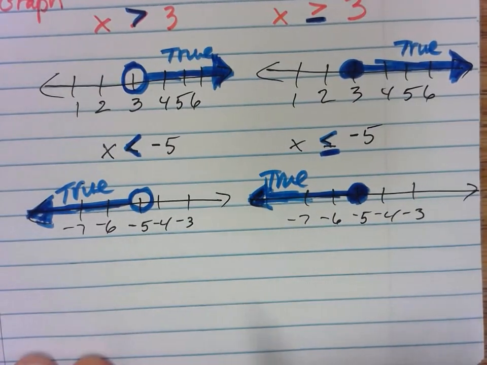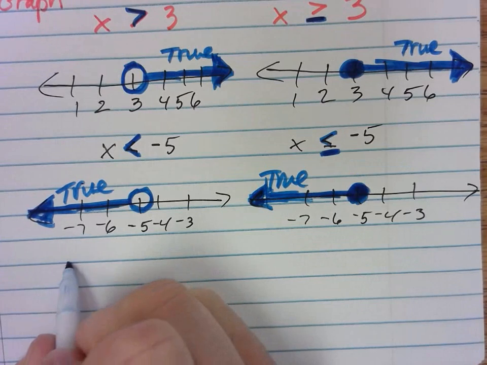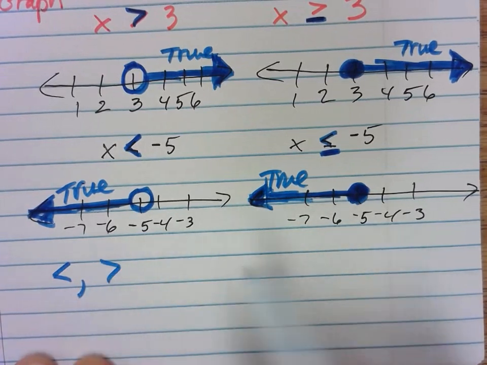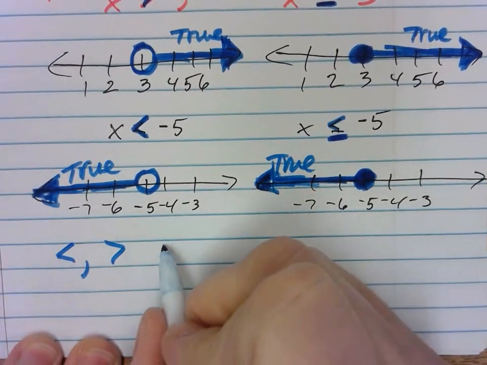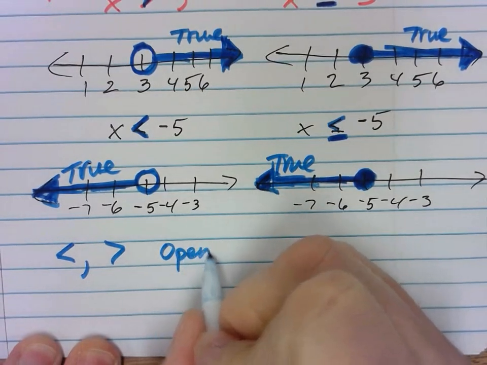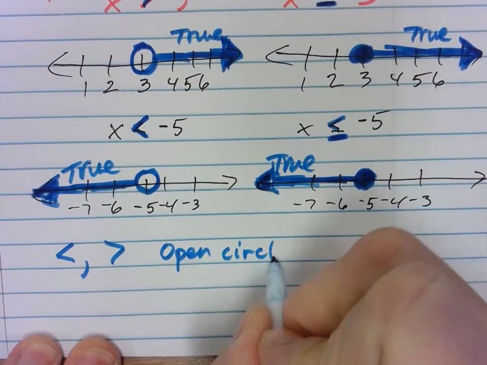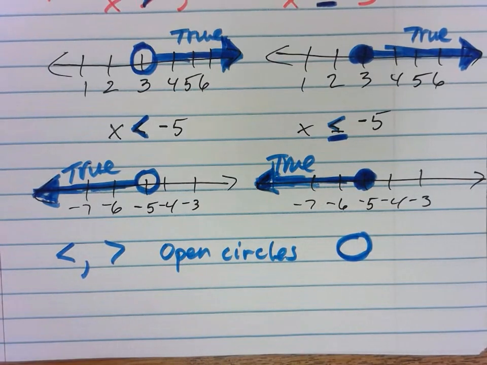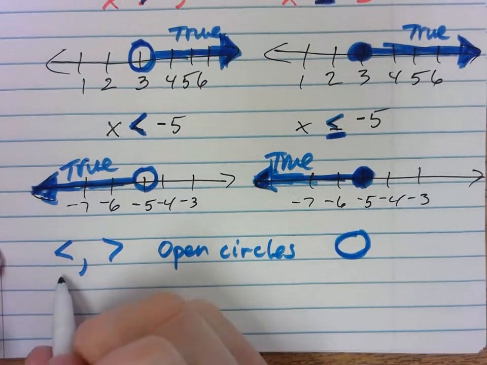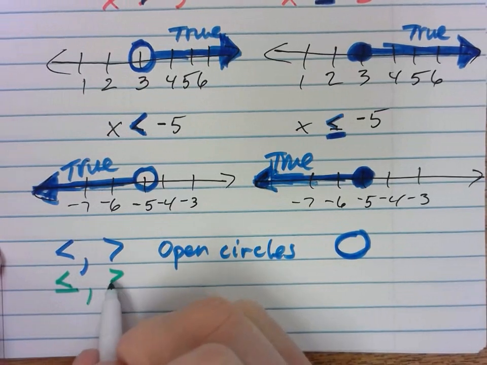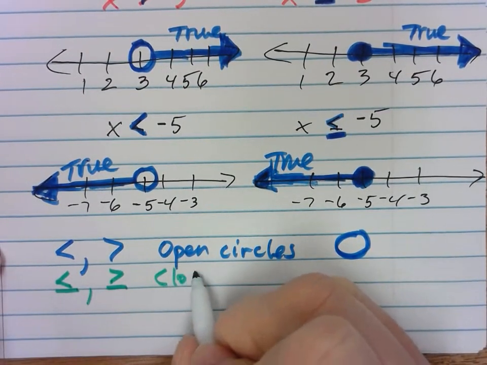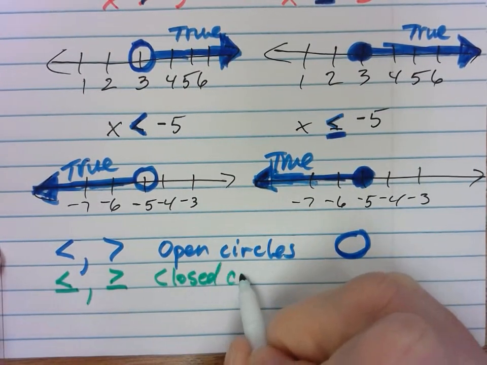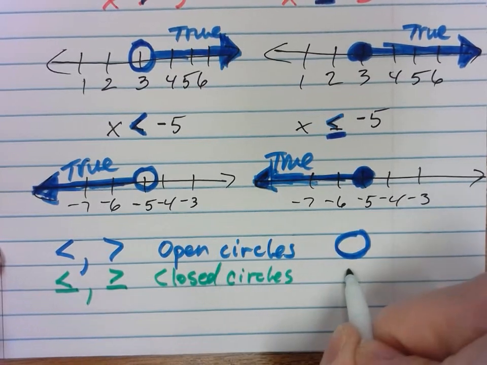So in summary, the less than and greater than get open circles. Those are going to be the open circle ones. And then if you've got less than or equal to or greater than or equal to, they're going to get the closed circles on the graph.